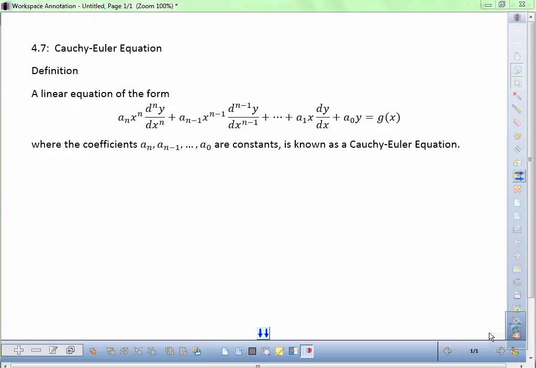The next section that we have for chapter 4 is called the Cauchy-Euler equation. A Cauchy-Euler equation is a differential equation that has a certain form. It's a higher order, non-homogeneous differential equation. We don't exactly have constant coefficients, but the coefficients of the y variables are matching powers of x, matching the degree of the derivative.